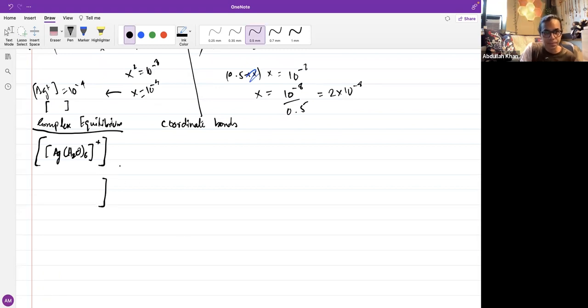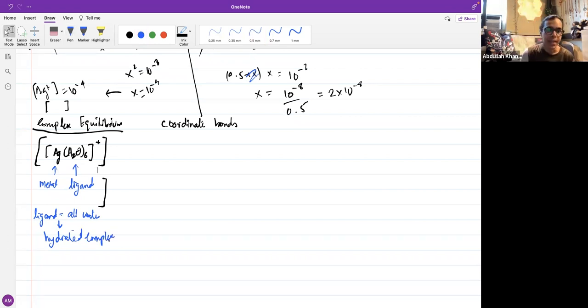So there are two parts to a complex compound. There is the metal, and then there's the other stuff. The other stuff is called the ligand. So there's usually a metal and a ligand. And if all of your ligands are water, then the complex is called a hydrated complex. Hydrated complexes are important because all complex reactions begin with a hydrated complex. And so here's a question.